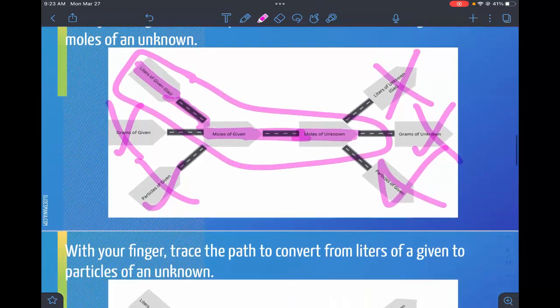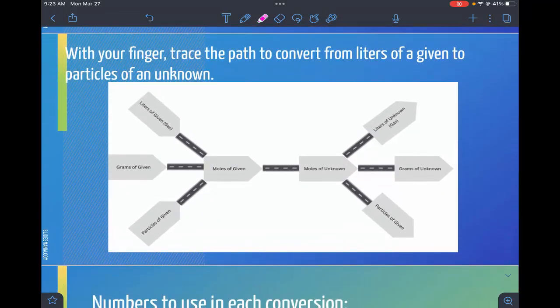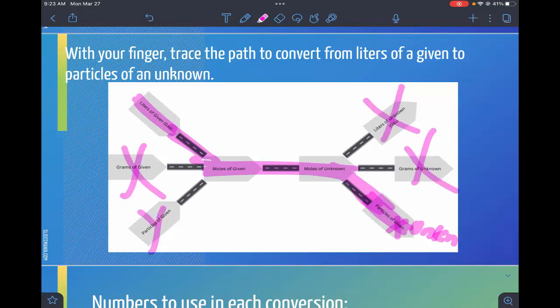All right, one more. I want you to try this one again on your own. Trace the path to convert from liters of a given to particles of an unknown. So starting at liters of given would start us here, ending at particles. Oh, this was a typo, y'all. That should be particles of the unknown. We would be ending down here because everything on the right-hand side should be the unknown. We would have this kind of zigzag path, unused, unused, unused, unused.